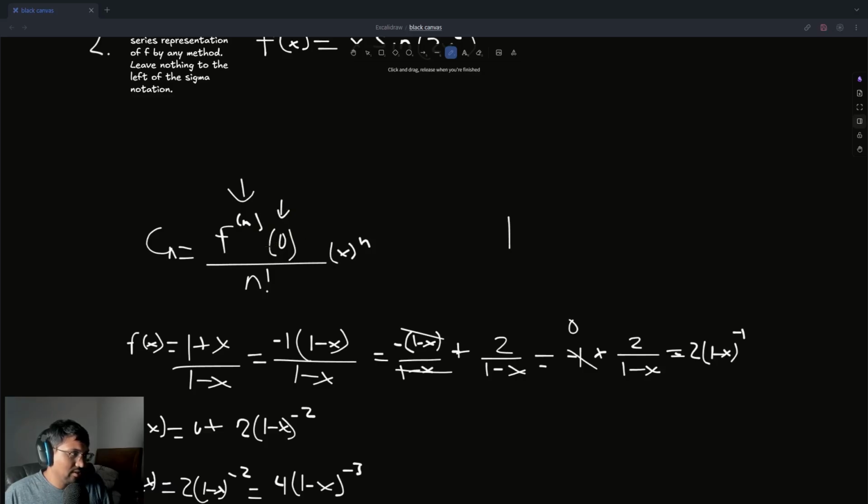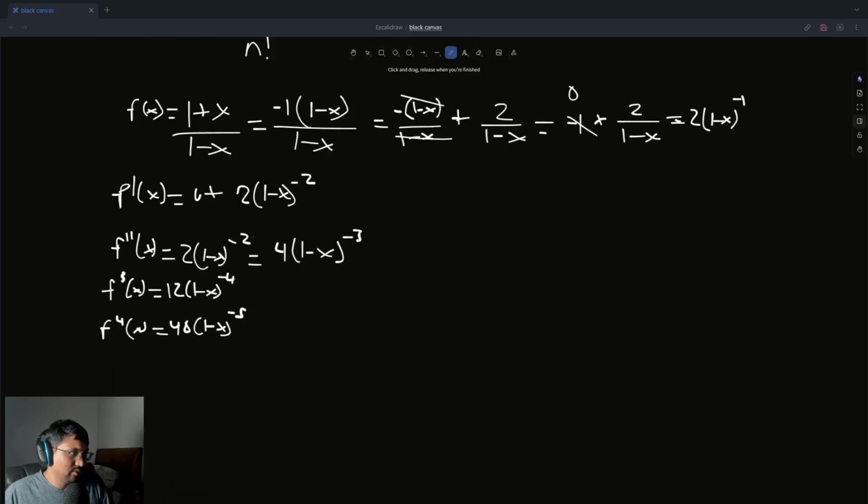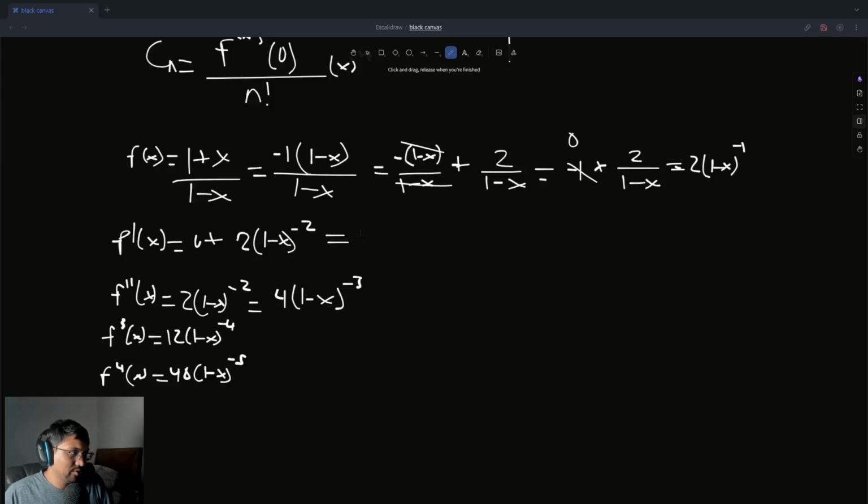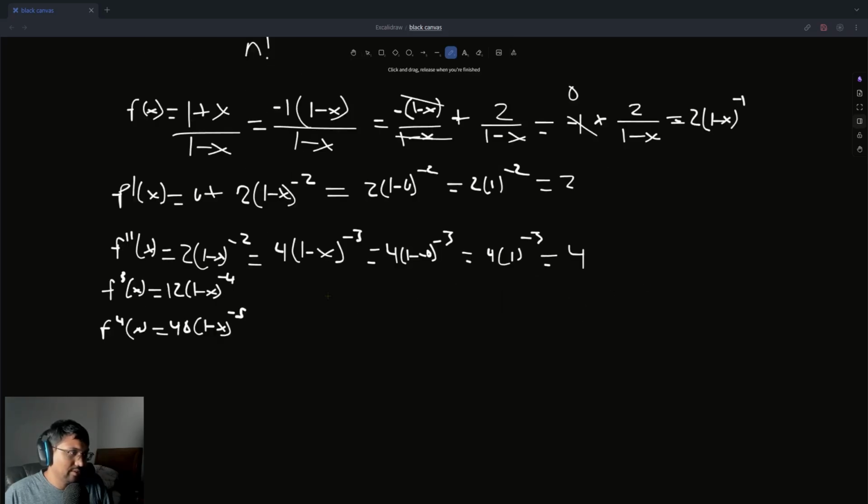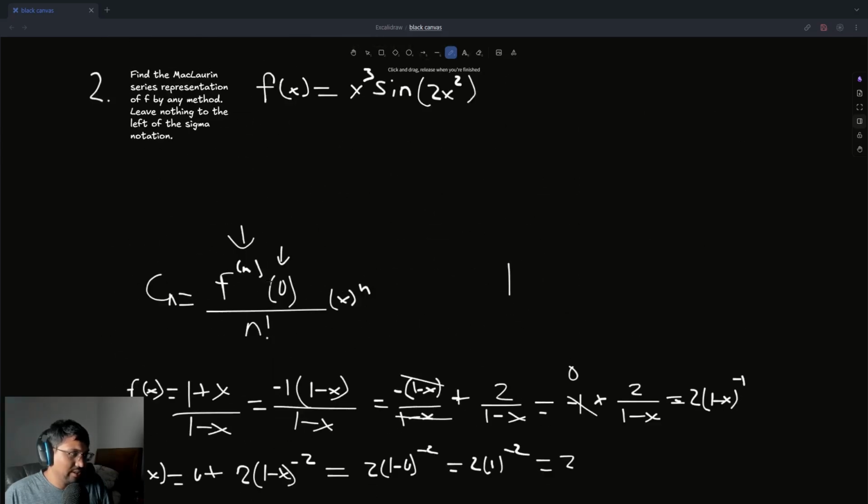And all we're doing here, again, is just plugging in 0 to these derivatives that we've built. So evaluate this for 0, 2 times 1 minus 0 to the negative 2. That's going to be 2 times 1 to the negative 2, and anything raised to a power, 1 is just going to still remain 1. So we know that the first coefficient here is going to be 2. Same thing here, 4 times 1 minus 0 raised to the negative 3, which is 4 times 1 to the negative 3, which again, same thing. So we can see the pattern here. This is basically just going to be 12, and this is going to be 48, right? And so those are the coefficients that we have on top here.